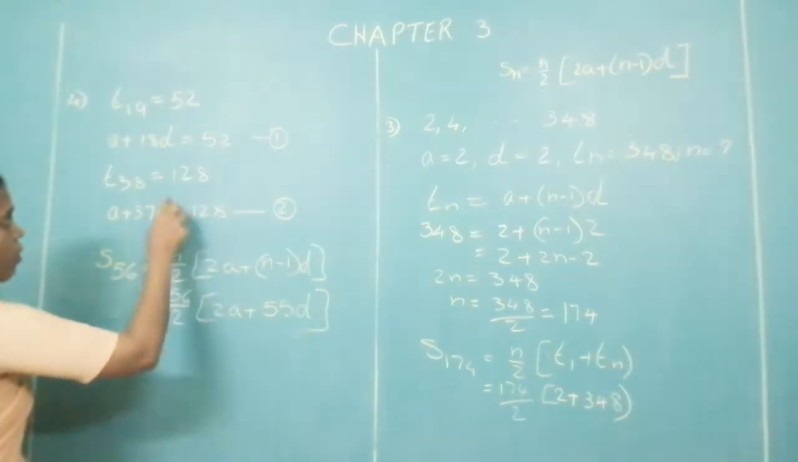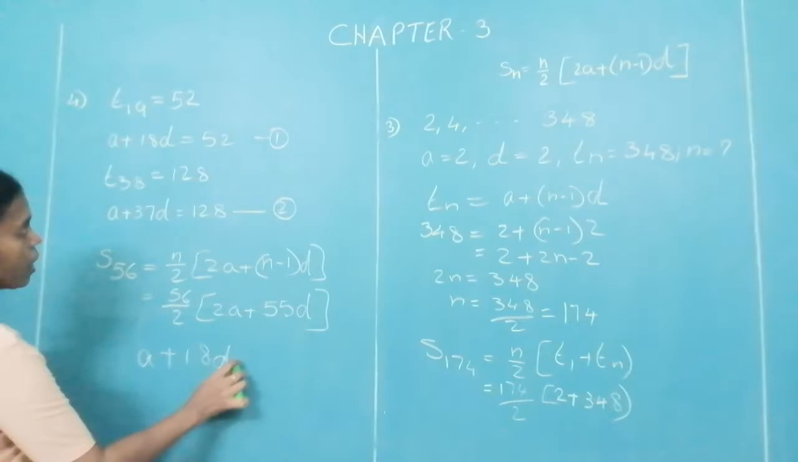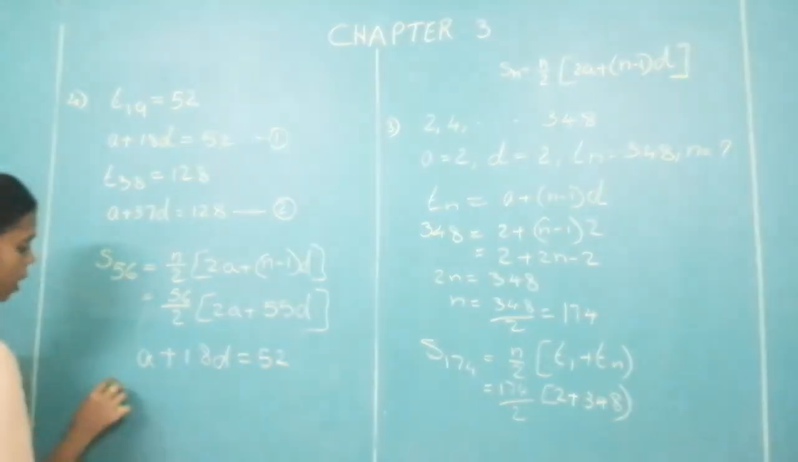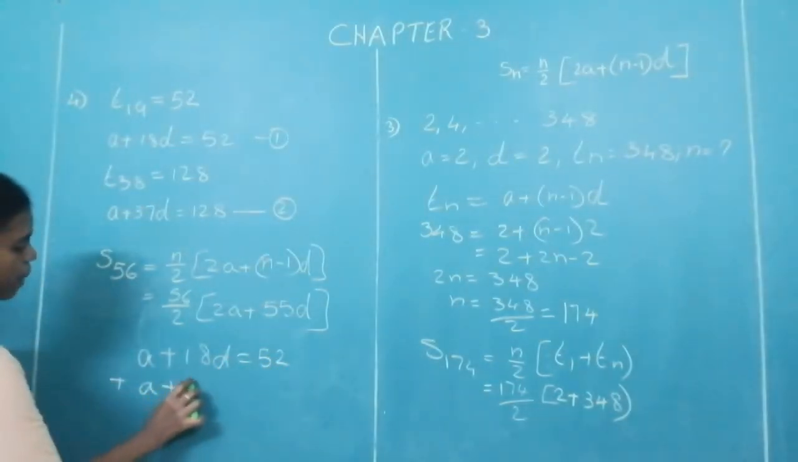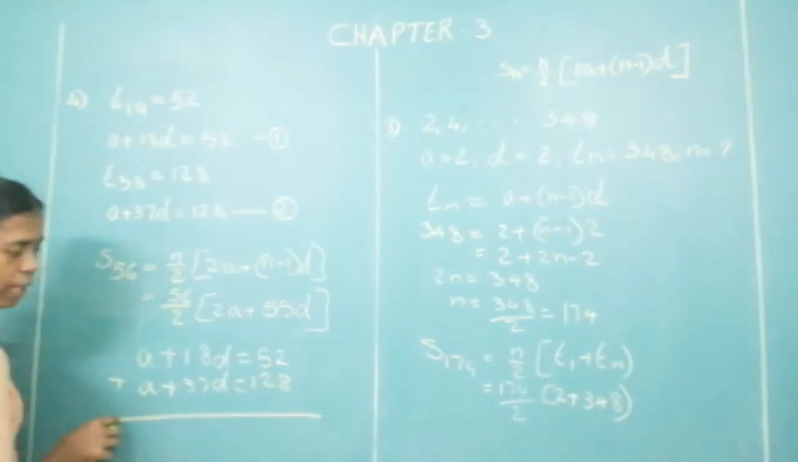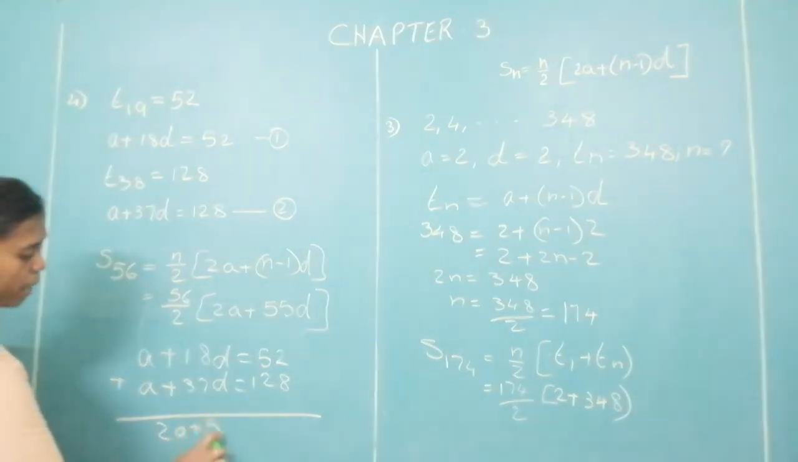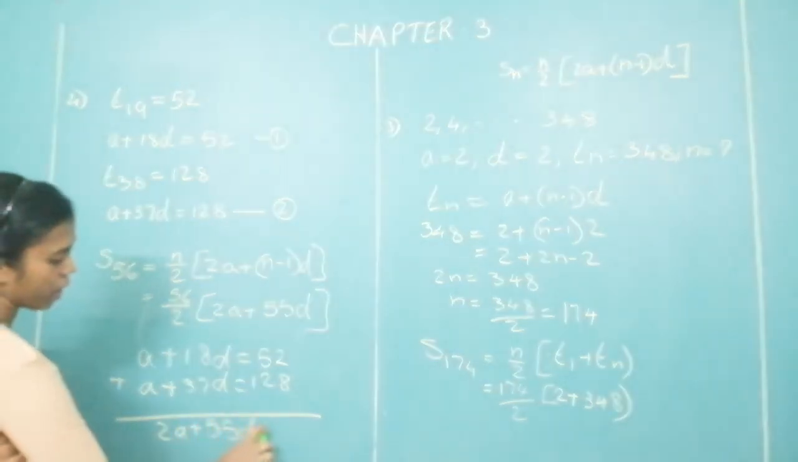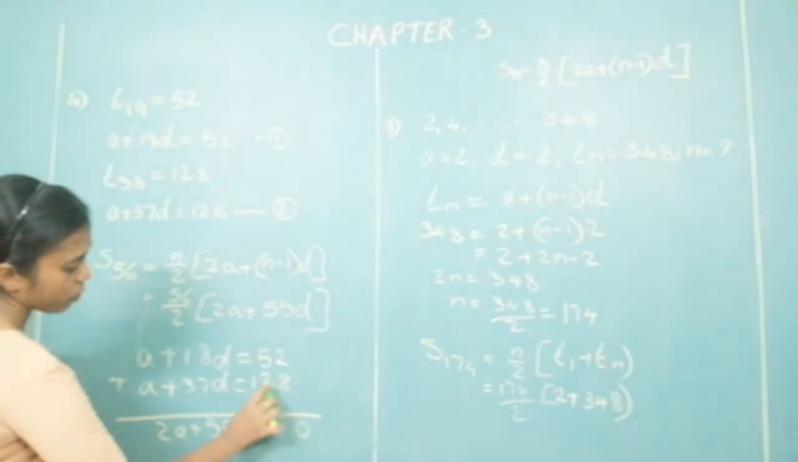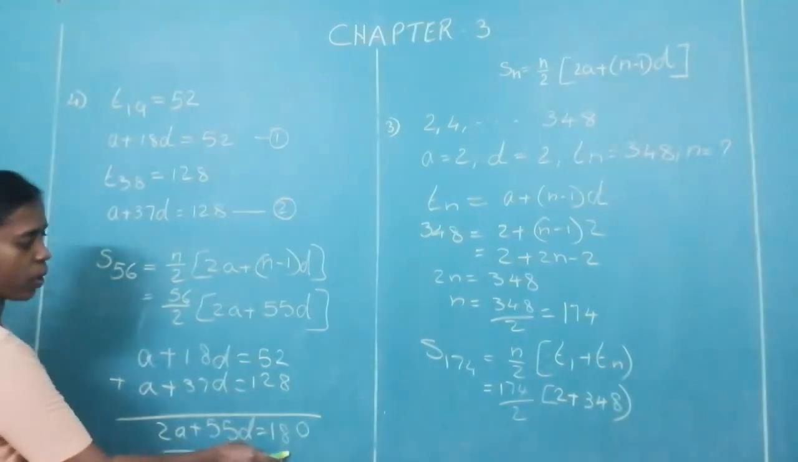What do you get over here? What is equation 1? That is a plus 18d is equal to 52, and equation 2 is a plus 37d is equal to 128. Adding equation 1 and 2, you have 2a plus 55d is equal to 180. So 2a plus 55d is equal to 180.